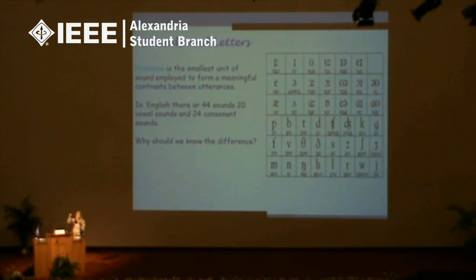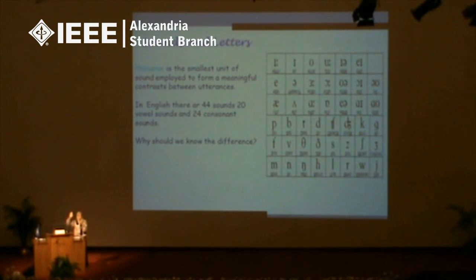Phoneme is another word for sound. It's the smallest unit of sound employed to form a meaningful contrast between two utterances, and an utterance is anything I pronounce. In English, we have around 44 sounds, because sometimes it's different, we go less than 44. 20 vowel sounds and 24 consonants. As I said, the 24 consonants are fixed.